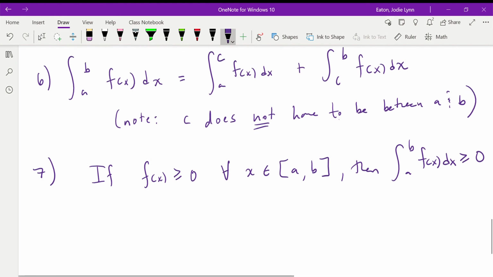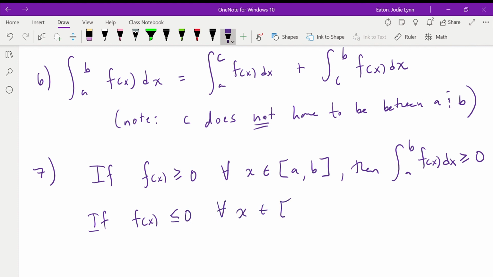And conversely, if f of x is less than or equal to 0 for all x on the interval ab, then the integral from a to b of f of x dx is going to be less than or equal to 0, negative. So if a function's all positive, your integral will be positive. If your function's all negative, your integral will be negative.